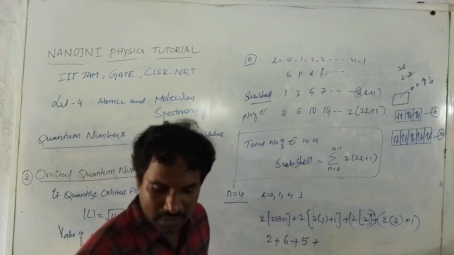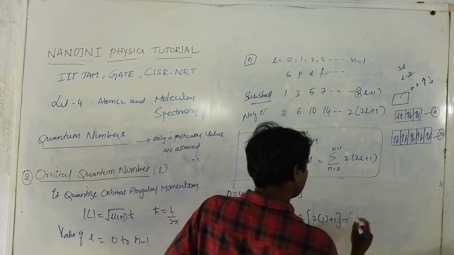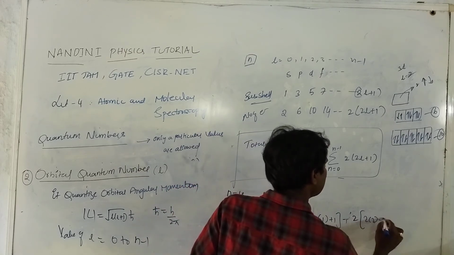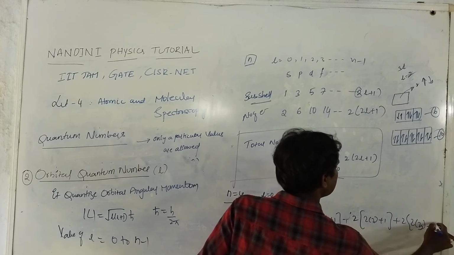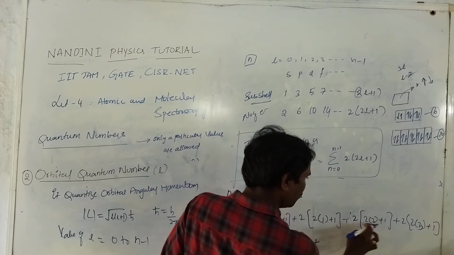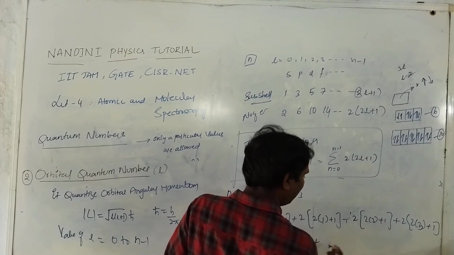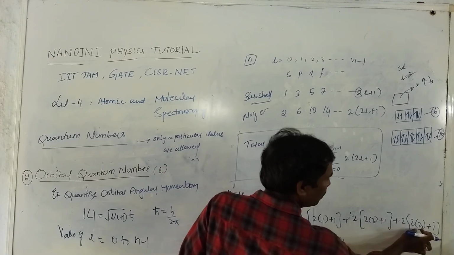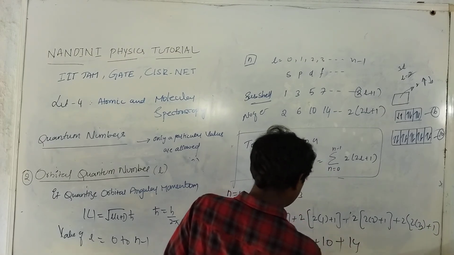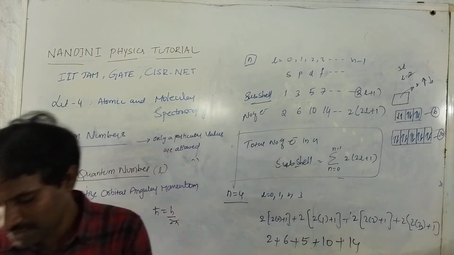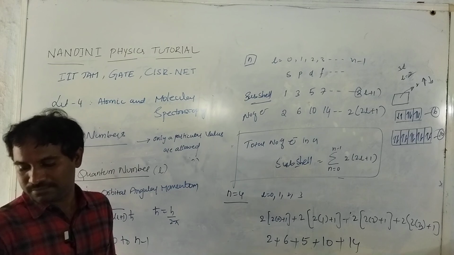Oh, I'm making a mistake here. So 2 into 2 times 0 plus 1 is 2. Then 2 into 2 times 1 plus 1 is 6, 2 into 2 times 2 plus 1: 2 times 2 is 4, 4 plus 1 is 5, 5 into 2 is 10. Then 2 into 2 times 3 plus 1: 2 times 3 is 6, 6 plus 1 is 7, 7 twos are 14. So the total number of electrons is the sum of these values. So this is the equation actually.